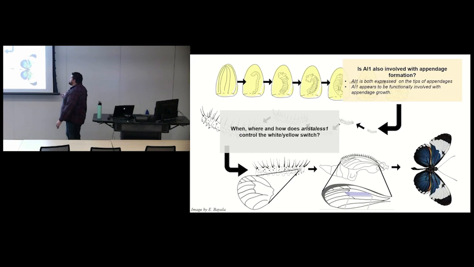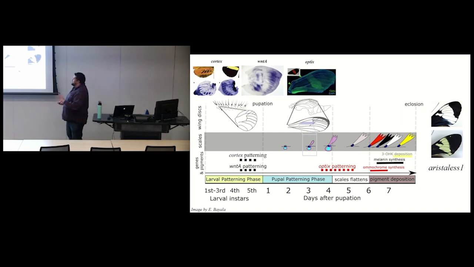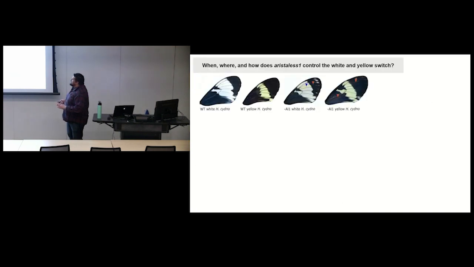Okay, so I just told you that aristaless 1 is expressed on these appendages, and if we take it out, we start affecting the development process of these appendages. But what about wings? Just to remind you, the functional units for wings are these scales. And I will tell you now about a lie that I put at the start.